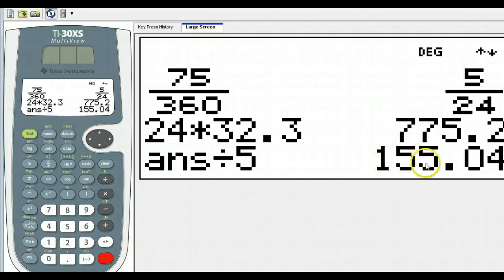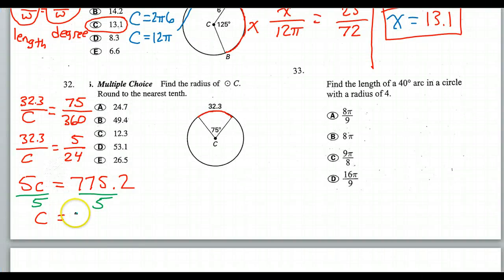So I get 155.04. Please don't round this. Keep it all. So the circumference is 155.04. That's good to know, but again, that is not the answer. That is the circumference, and we will use it right now. Remember, what we're actually supposed to find is the radius.